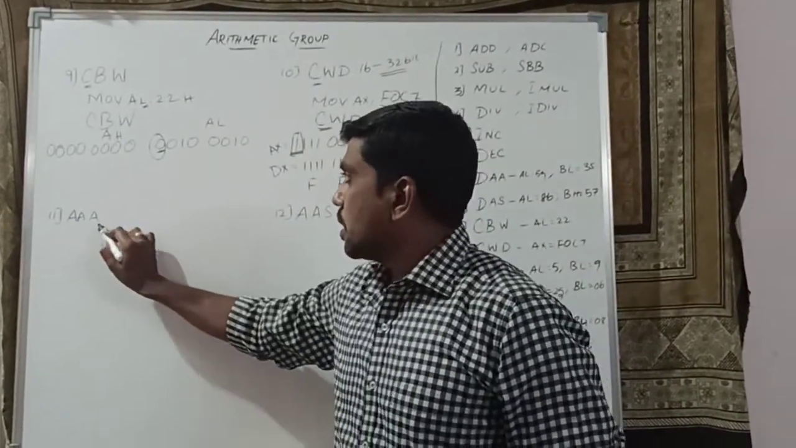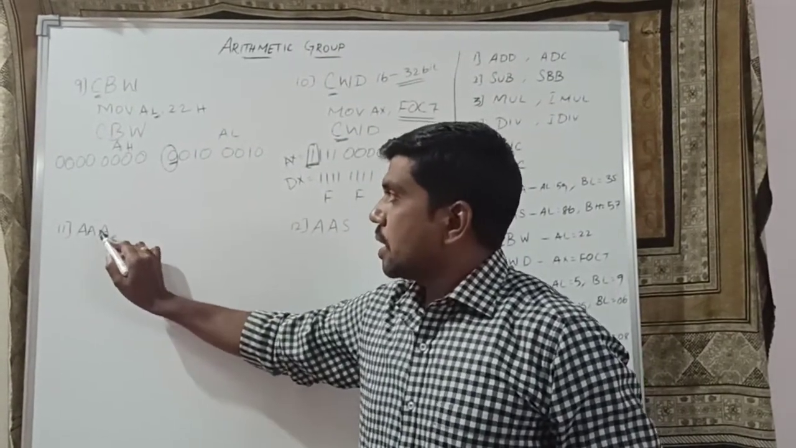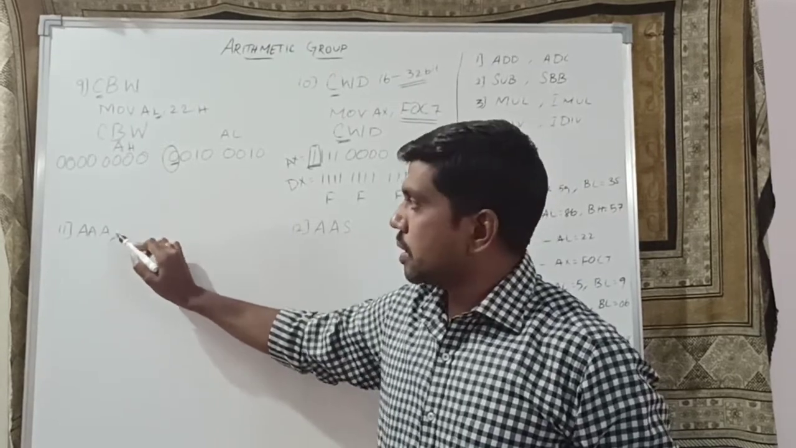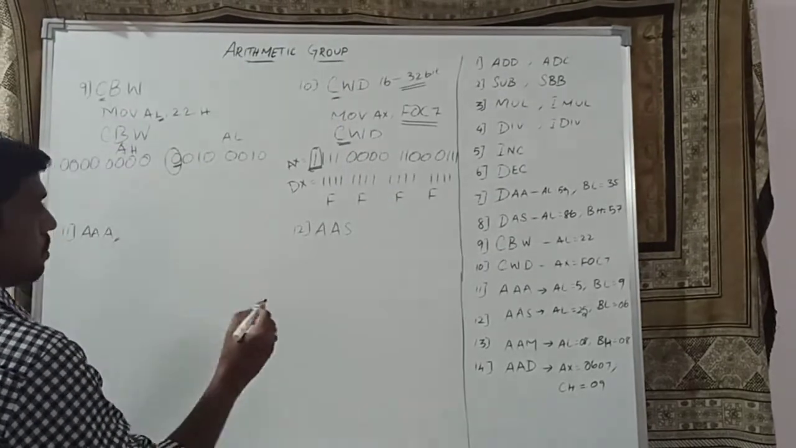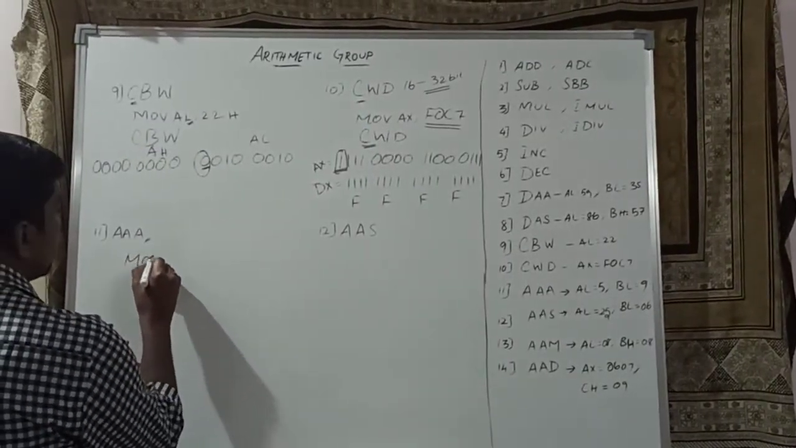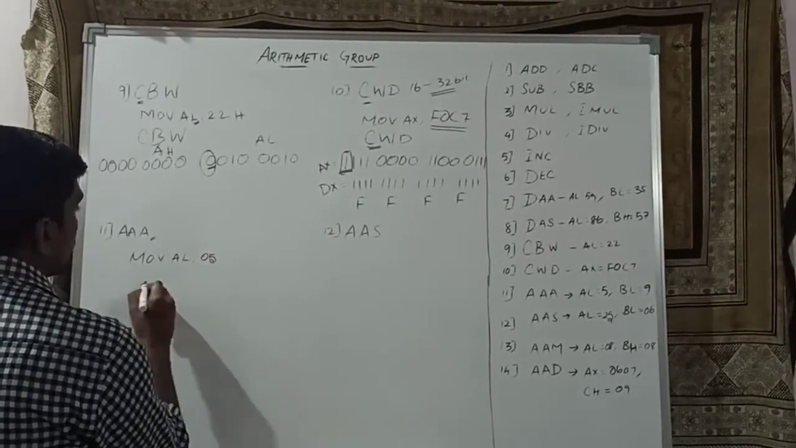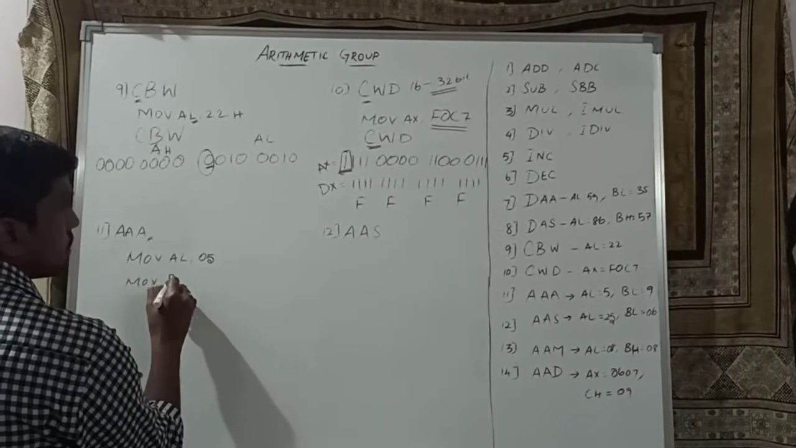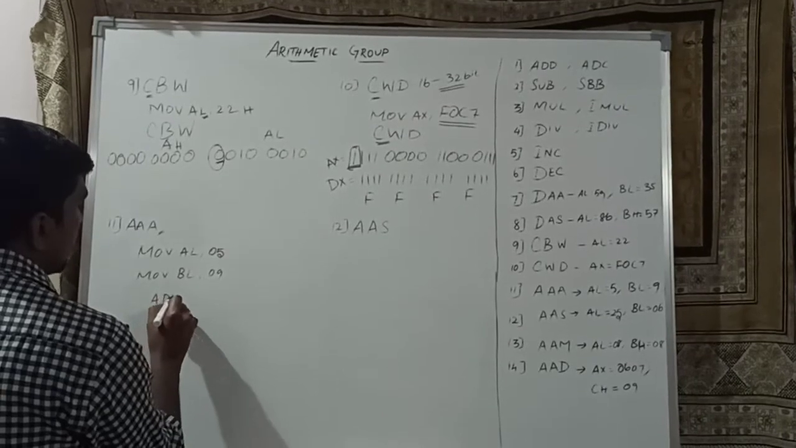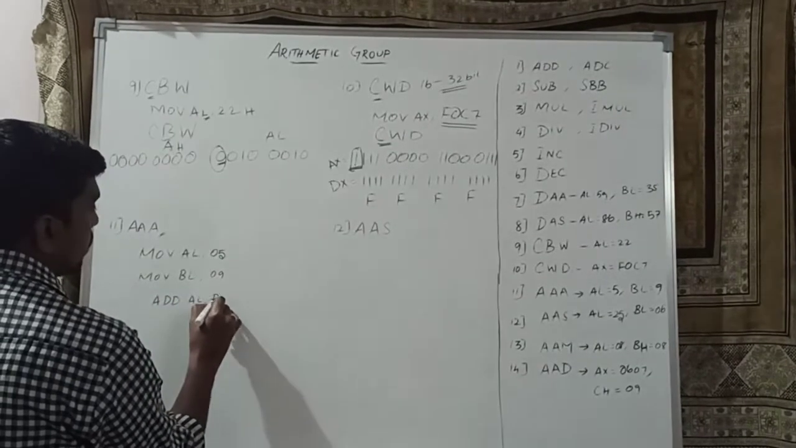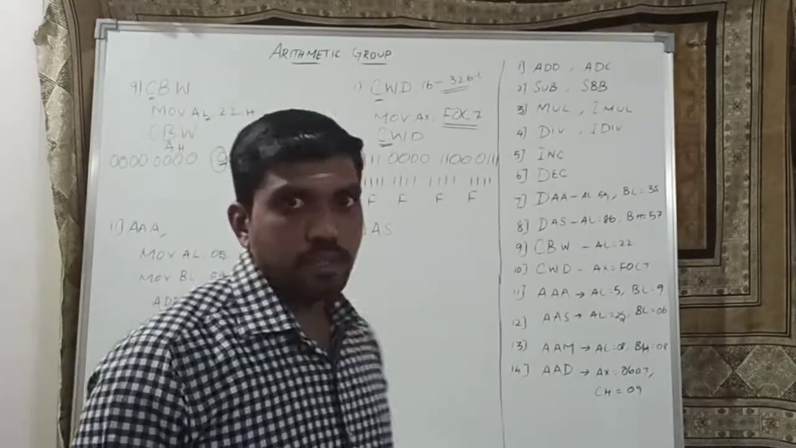The 11th instruction is AAA. In this instruction, it declares ASCII adjust after addition function. So after the addition function, how to adjust the ASCII numbers. There also we write one program. First you get the value: MOV AL, 05, MOV BL, 09. Next ADD AL, BL. The fourth instruction is AAA.